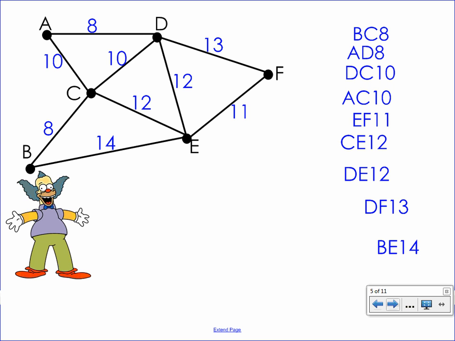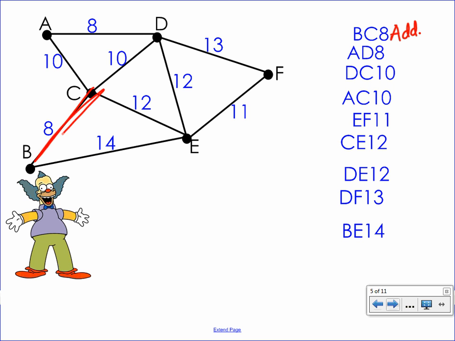So we line them all up like this, and obviously you just write them normally, and then we start adding them. We write next to this, add. So what that means is we're adding BC in. BC is now added.